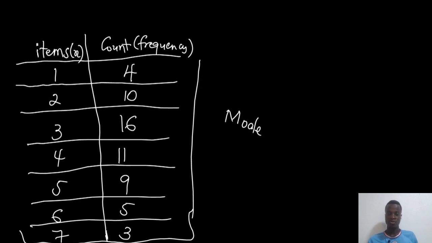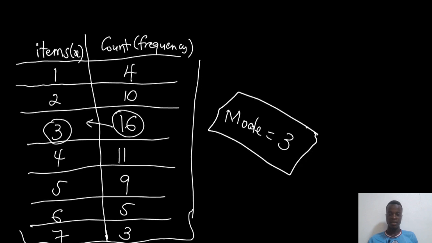Looking for the mode, we go to the frequency and see which frequency is highest. I can see 16 being the highest, right? What's the item associated with that? It is just 3, item 3. So the mode is 3 in this case, item 3. That's it. That's how to easily find the mode.